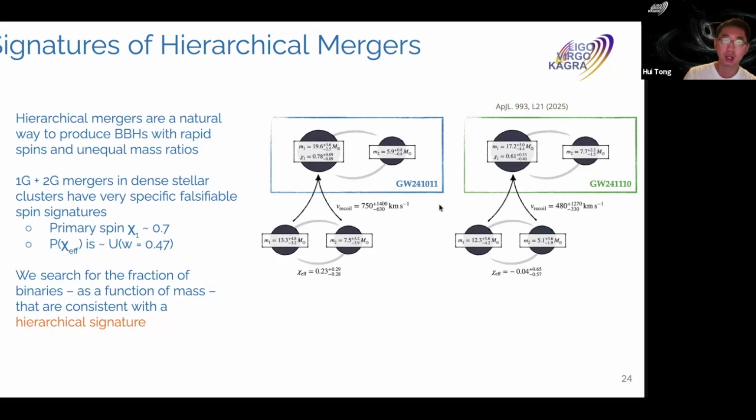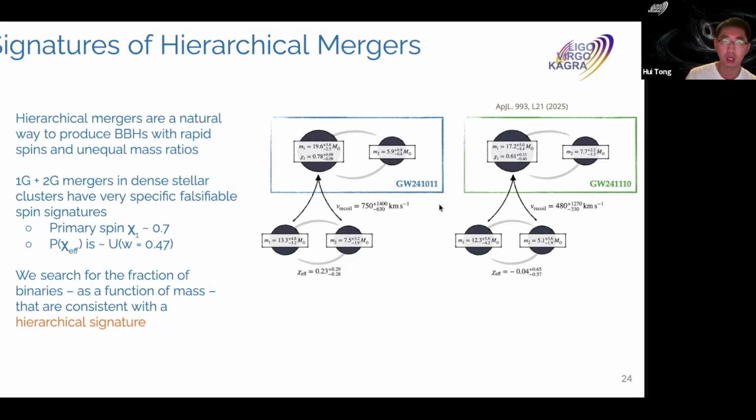So those kinds of 1G, 2G mergers in dense stellar clusters could have very specific falsifiable spin signatures. The primary component, as the second generation black hole, should have spin magnitude around 0.7, and assuming an isotropic spin orientation and a typical 2G plus 1G merger mass ratio around 0.5, this will lead to a uniform chi-effective distribution centered around 0 and with a half width of 0.47.